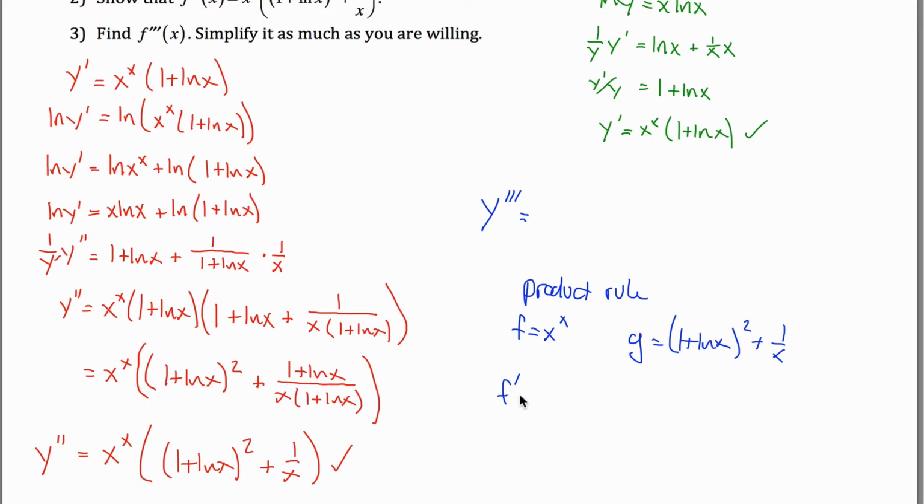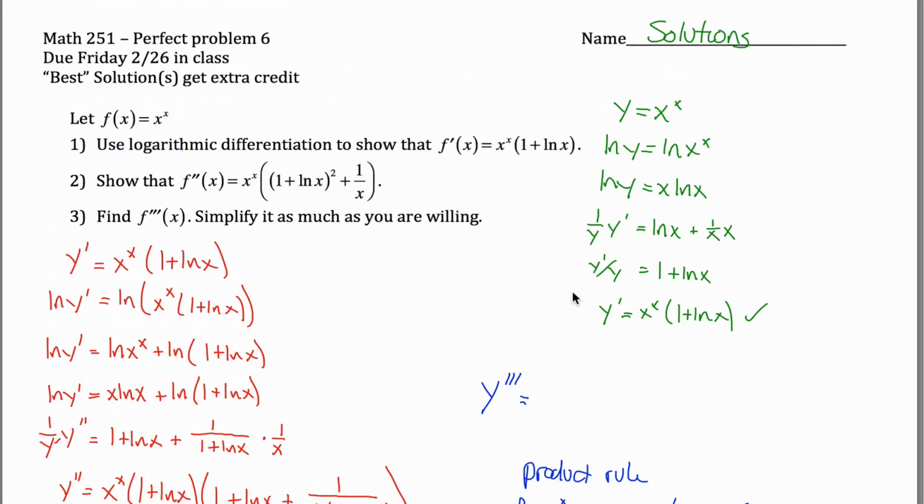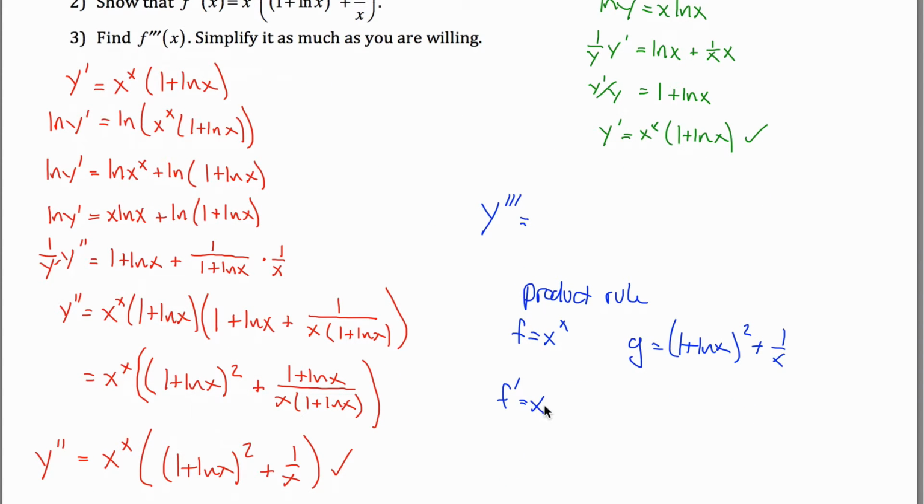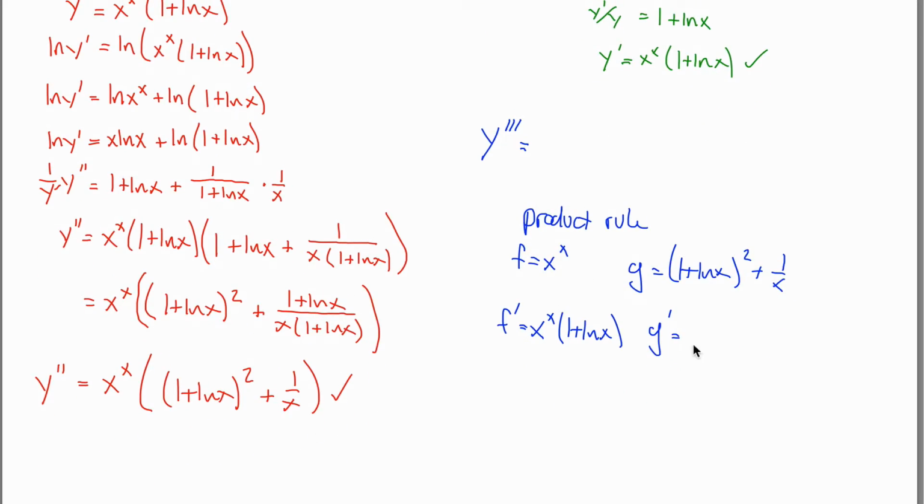And then f prime, well, I know that from up here. That's x to the x times 1 plus the natural log of x. And g prime, well, let's see, I'd use a chain rule on this part, so I'd bring that 2 down in front, 2 times 1 plus the natural log of x. But then I wouldn't be done. I'd have to multiply that by the derivative of the inside, which is 0 plus 1 over x.